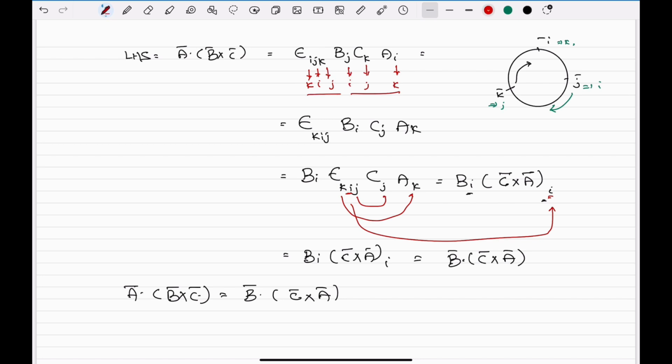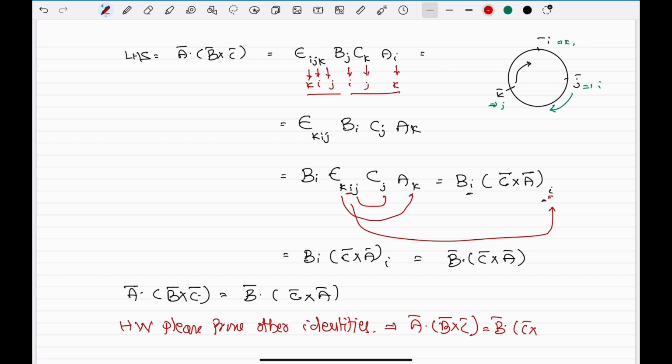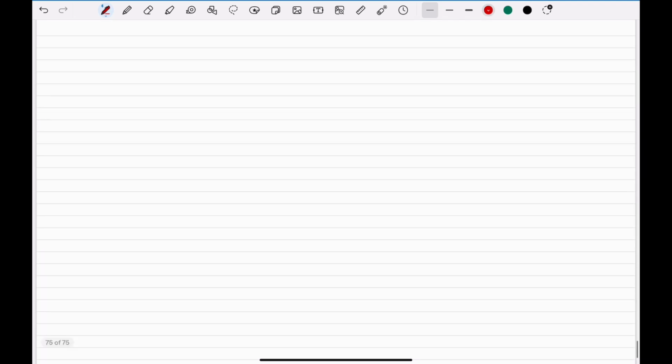Now similarly, as a homework, please prove other identities which imply A dot B cross C is equal to B dot C cross A is equal to C dot A cross B. So that this identity could be easily proved, and in a similar way we will go for another identity where we have to use the combination of both the Levi-Civita symbol and also the Kronecker delta.